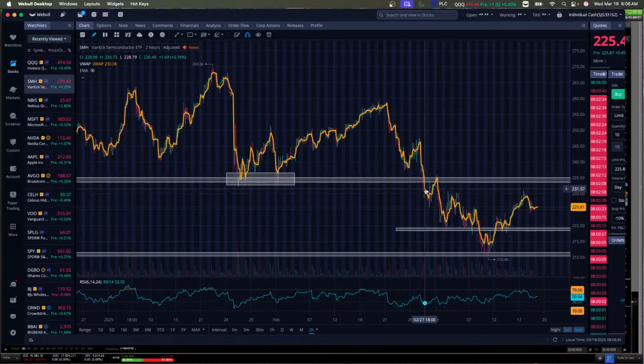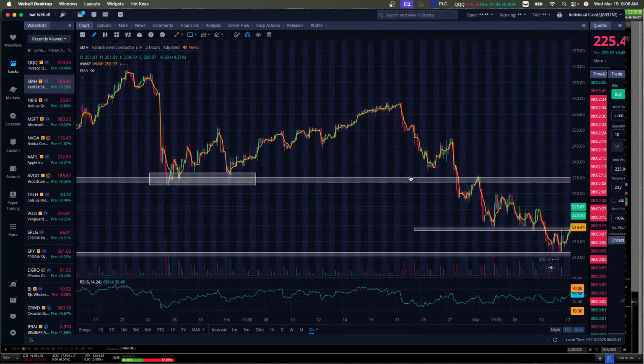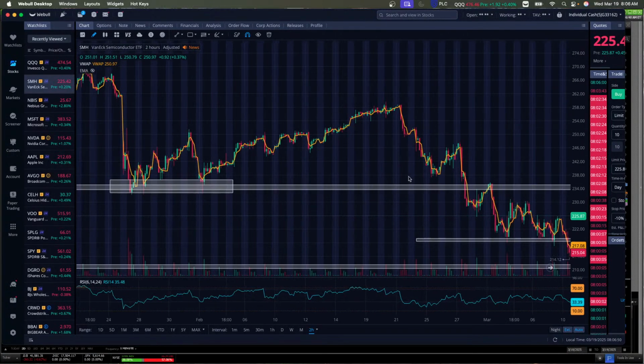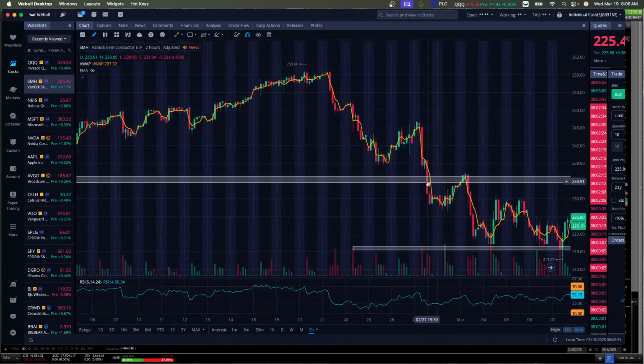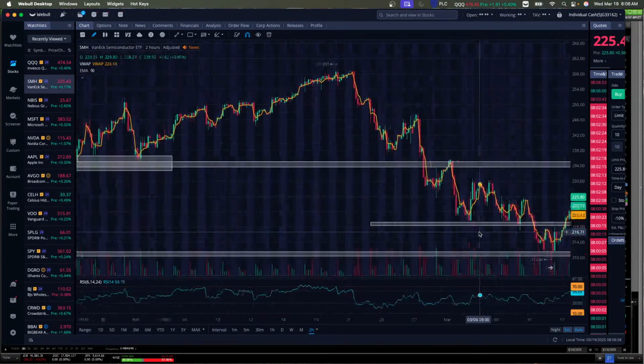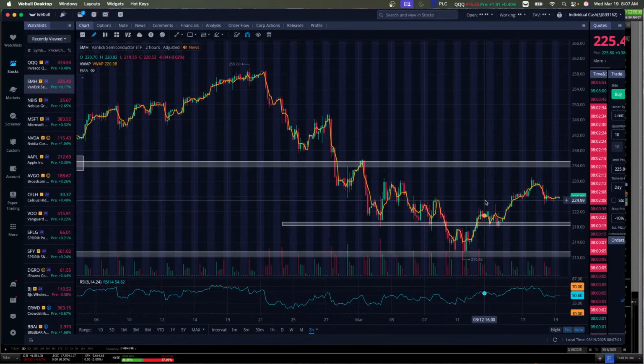And then look, you broke this level. This is what I mean when people talk about this break and retest strategy. You broke this support level right here, and it curled back up, retested it at 235, and then failed. And then it's been making lower lows.